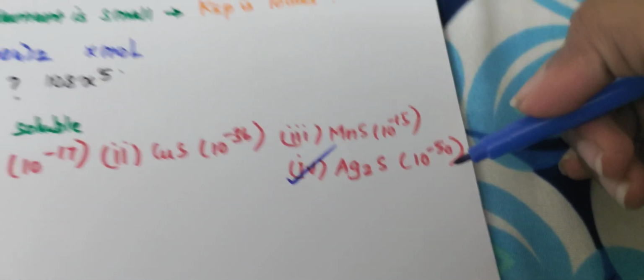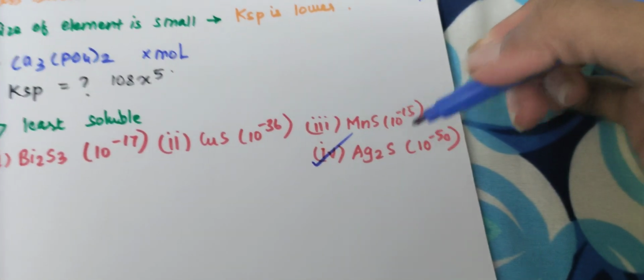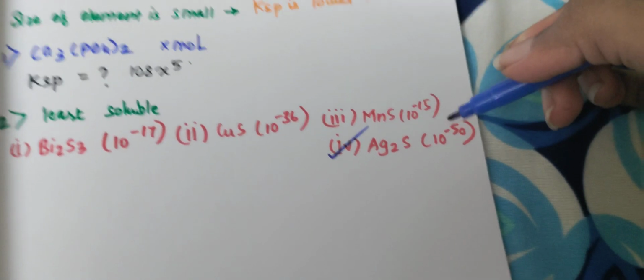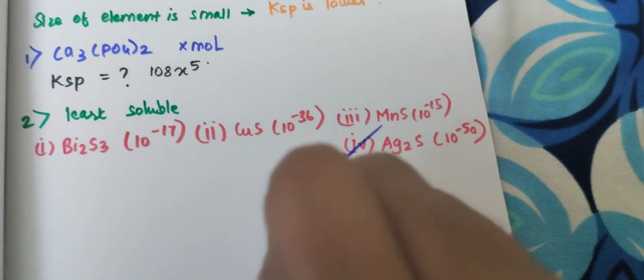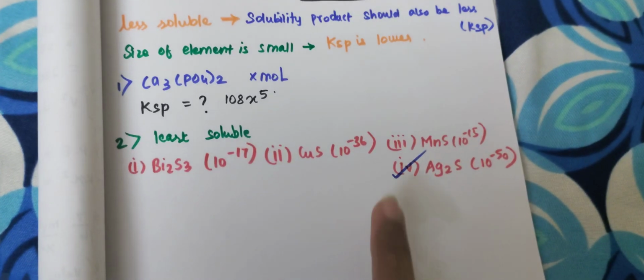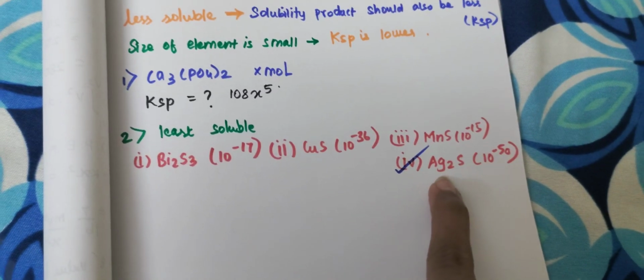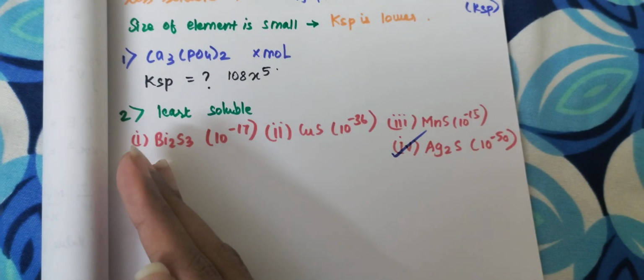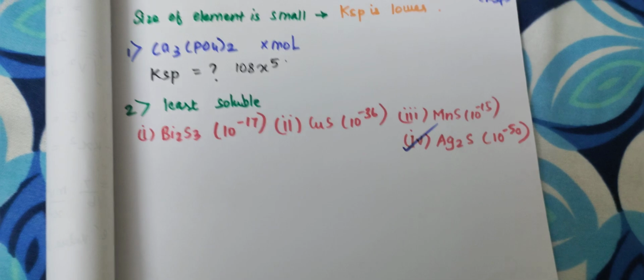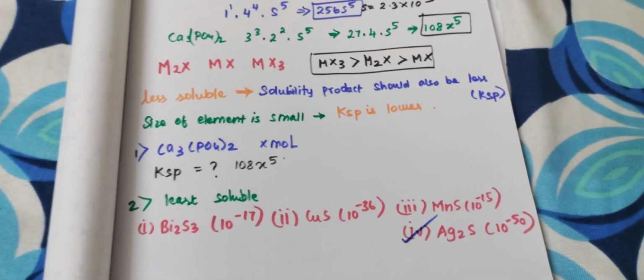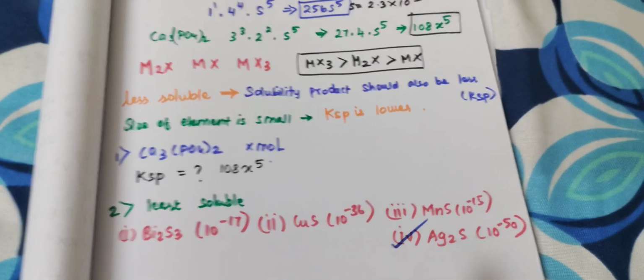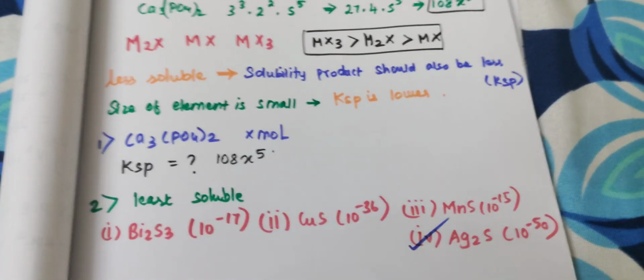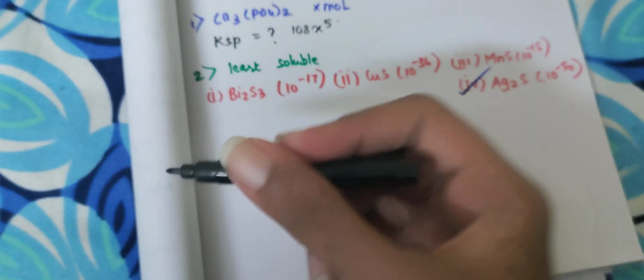Don't get confused. Since 50 is more, don't think that it has more KSP value. No, it is minus 50, right? Compared to all the other values, minus 50 has the lowest value, so it is the least soluble, because the number line goes like this. Many people get confused that way. They think 50 has the greater value, so it will be more soluble. But it is minus 50, so you have to consider it that way. Alright, now let's try to do another question.